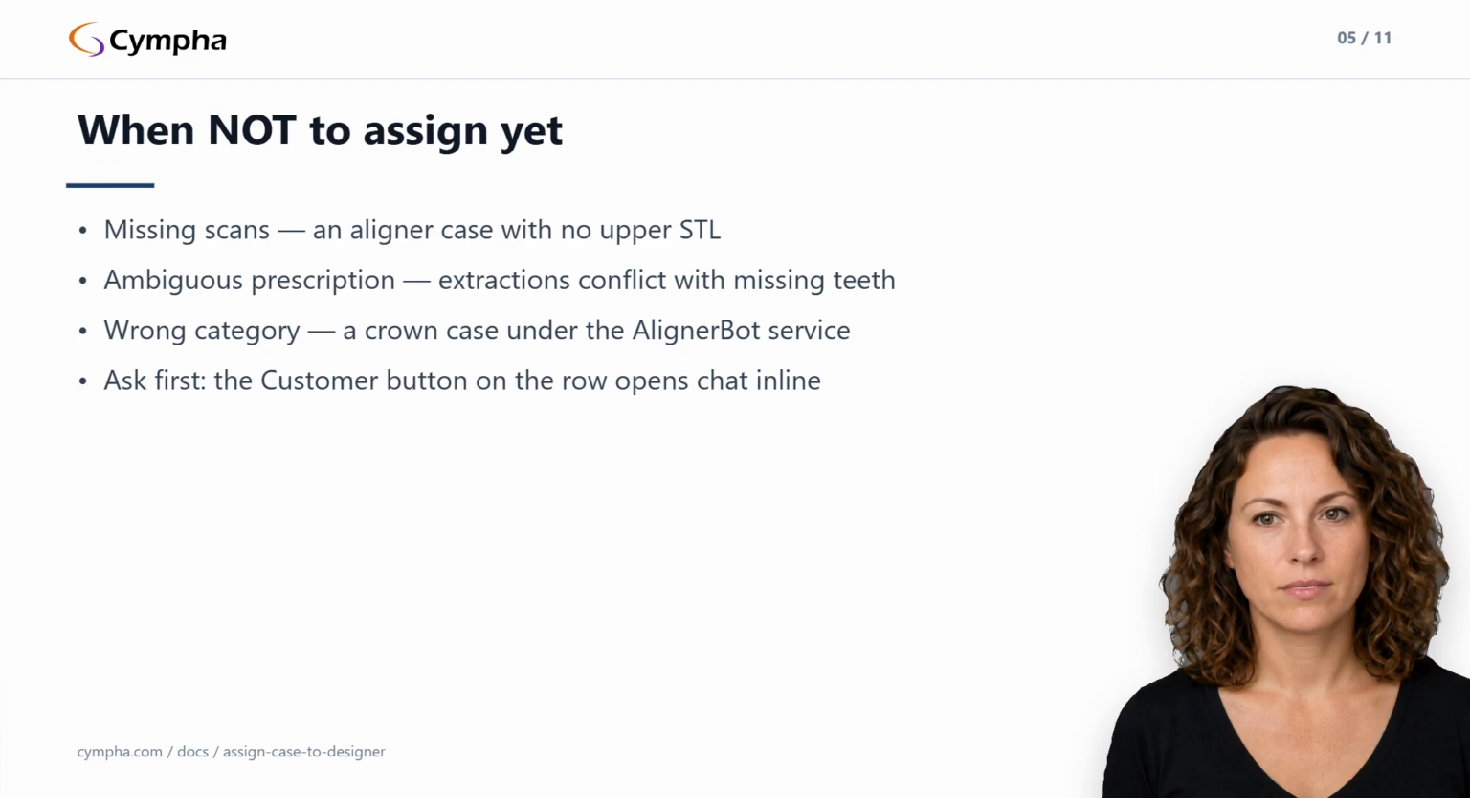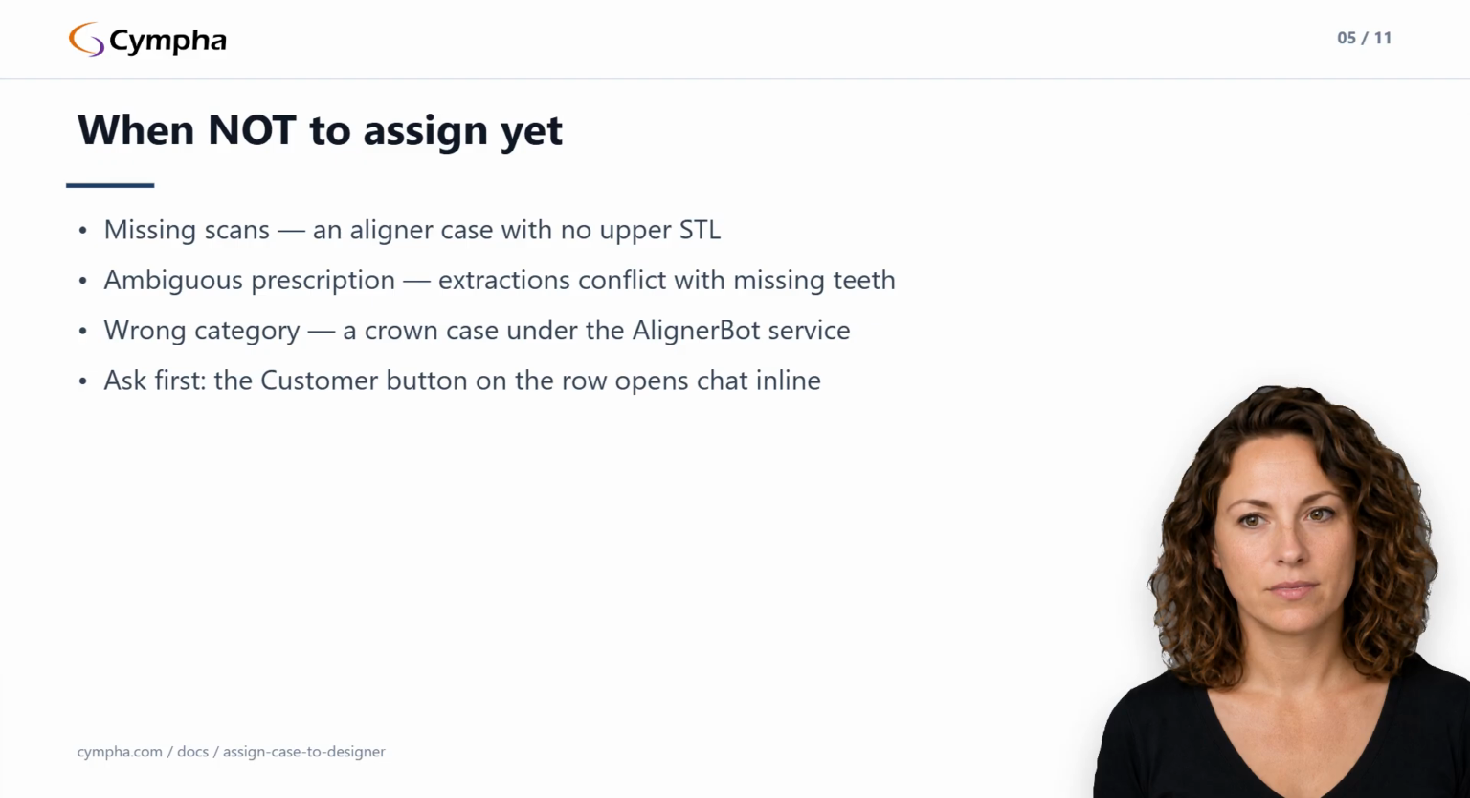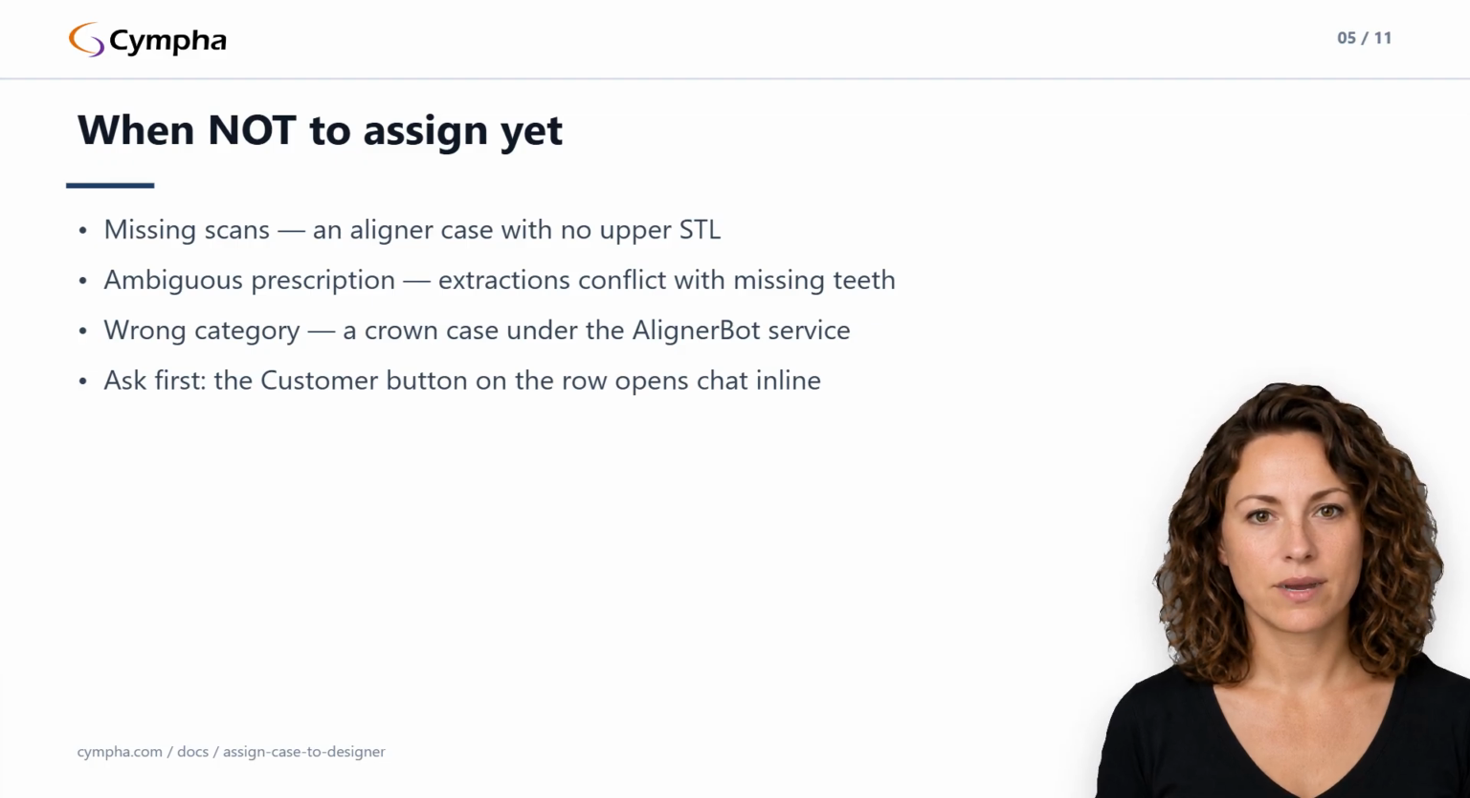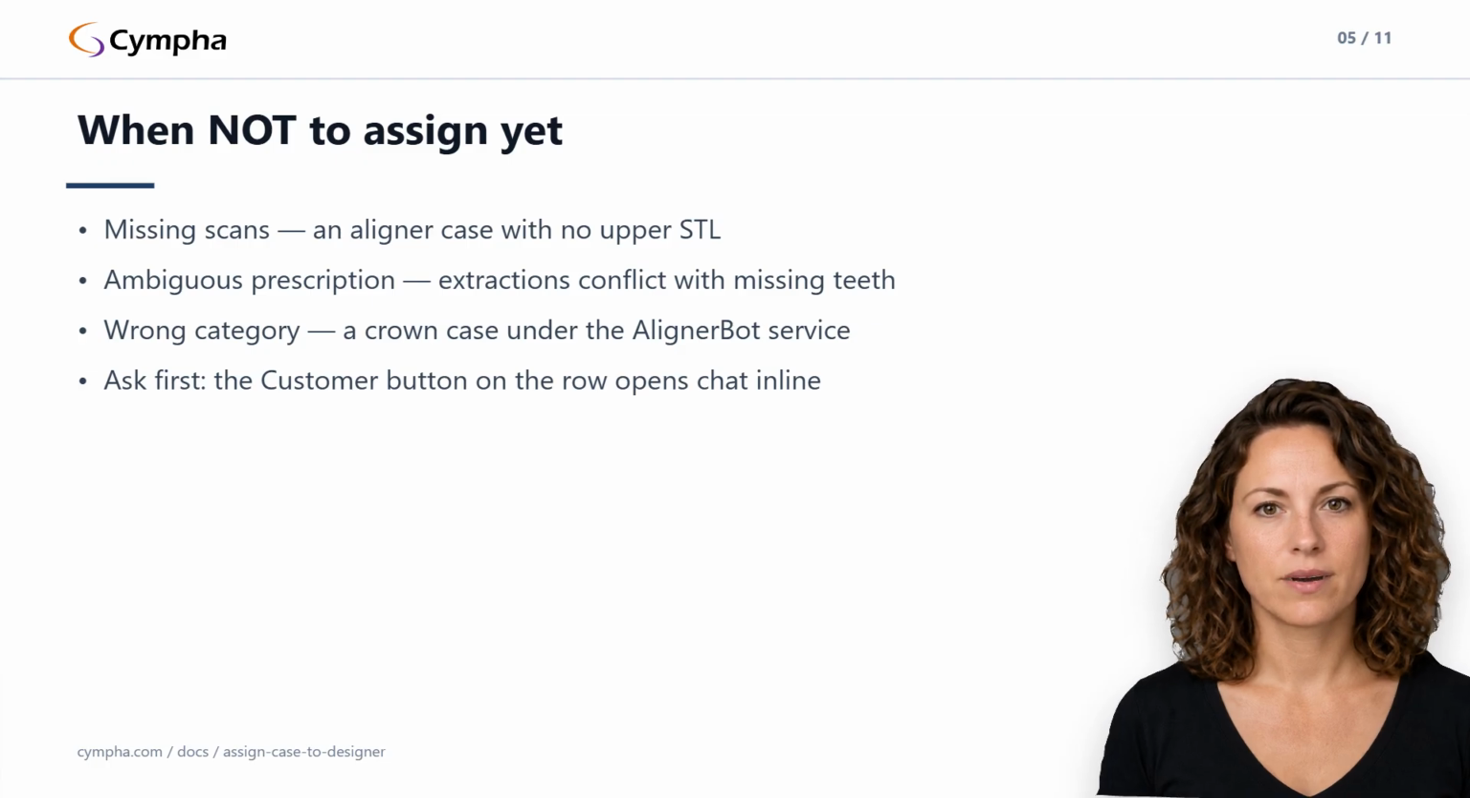2 ways to open it. Click the Assign button right on the queue row, the one with the User Plus icon, or use the assignment control on the right side Actions panel of the case detail page. Either way you get the same dialog, titled Assign Designer, with the line Select a Designer for the patient, and a single drop-down whose placeholder reads Select a Designer.